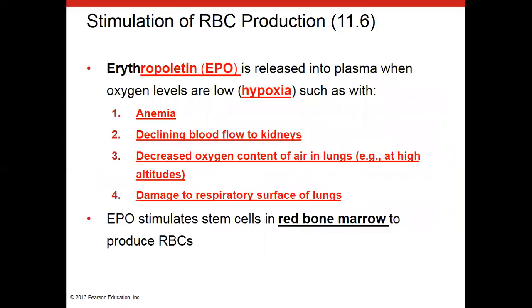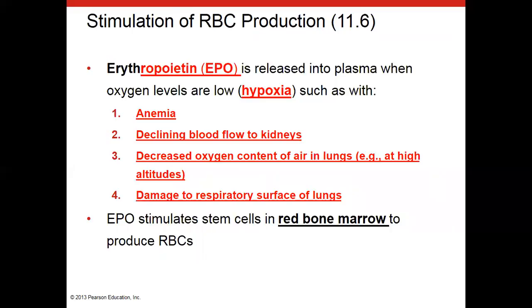The stimulation of red blood cell production is called erythropoiesis. An erythrocyte is a red blood cell. The hormone responsible for stimulating red blood cell production is called erythropoietin. The stimulus for the production of erythropoietin is hypoxia, or low oxygen levels. That can be in response to things like anemia, low red blood cells, or low iron content. Remember, iron is what helps bind to oxygen.